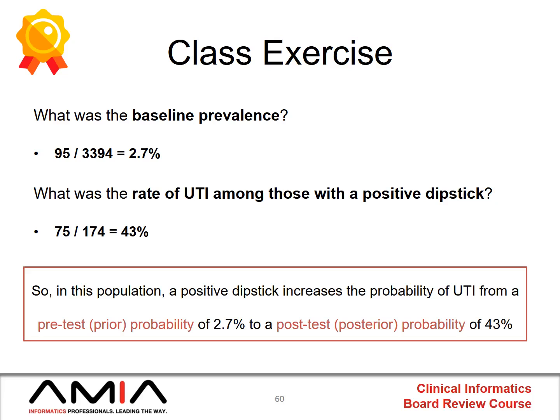So the baseline prevalence of the disease, in this example, you can think of as the pre-test or the prior probability, right? The likelihood of disease before we did the test. And the post-test or posterior probability is basically our positive predictive value, that now they're 43% certain that the patient has a disease.